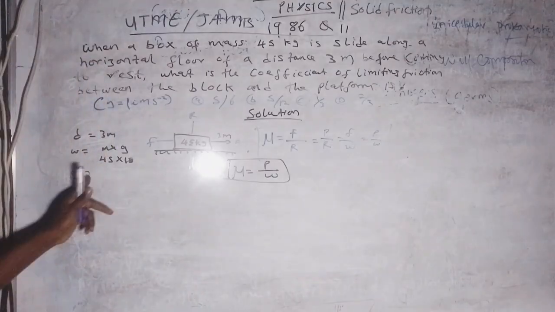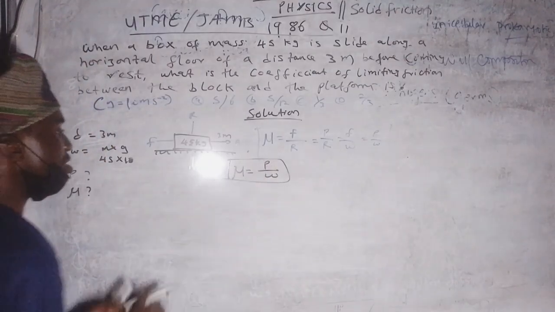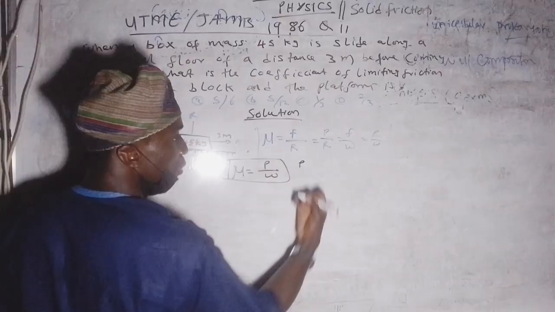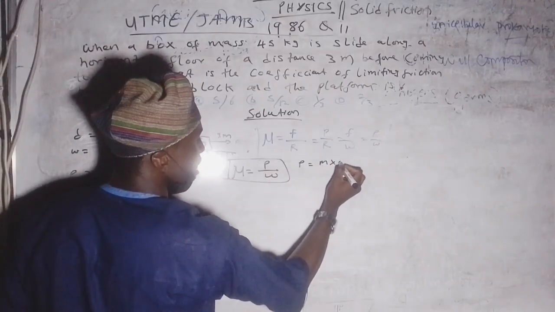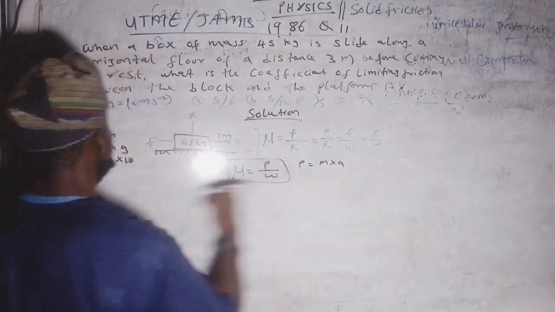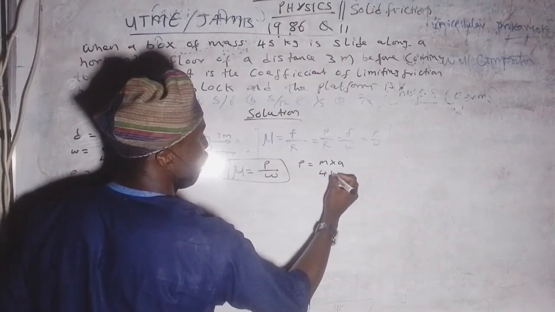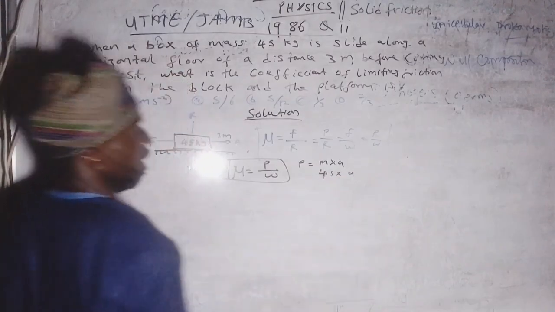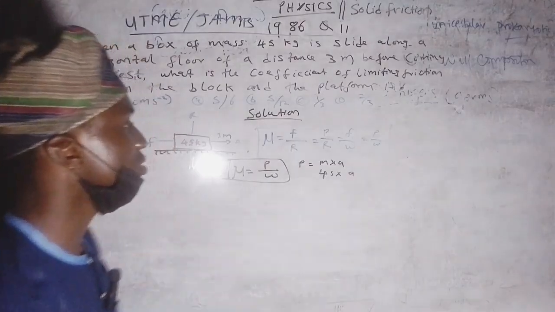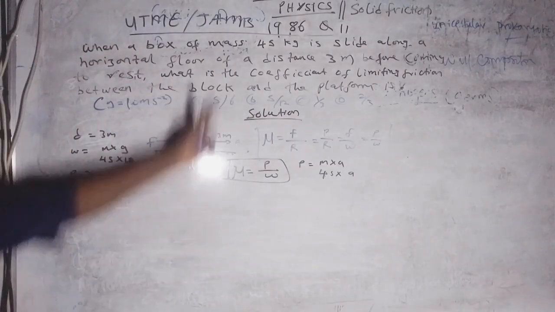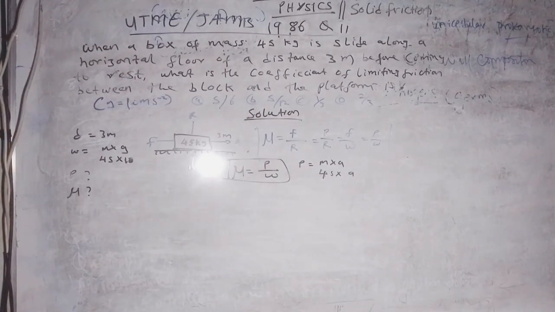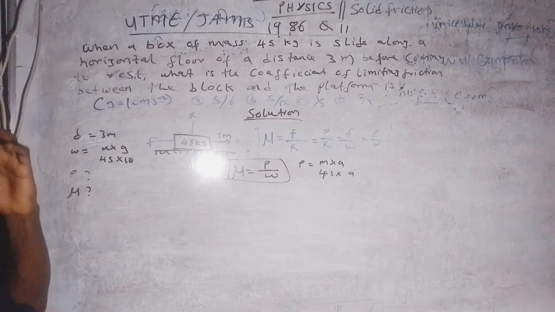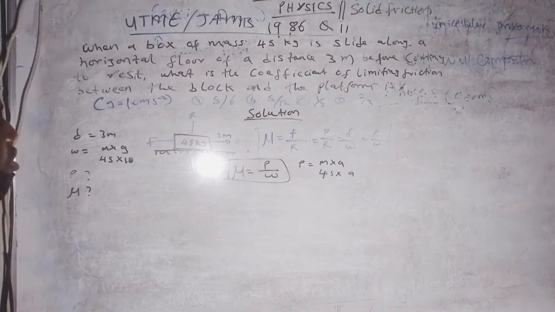Since we are only given the what? Do you know that for the applied force P, force is equal to what? Mass times acceleration, right? What is mass? 45. 45 times what is acceleration? We don't know. How are we going to get acceleration? But we are given distance. Can we get acceleration from distance? Which formula can we use? You understand?